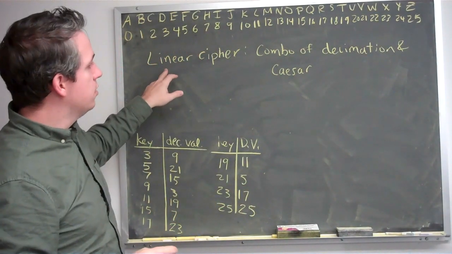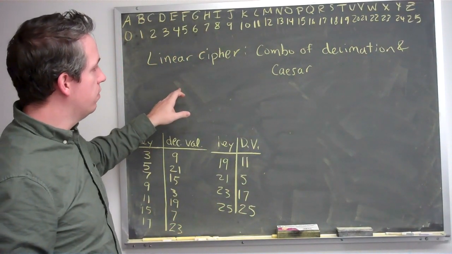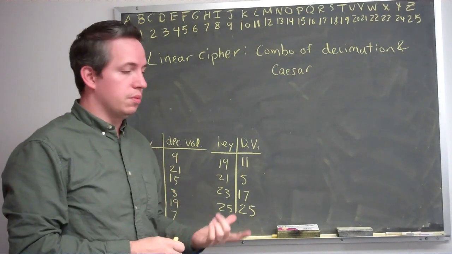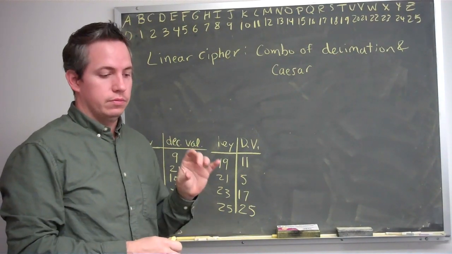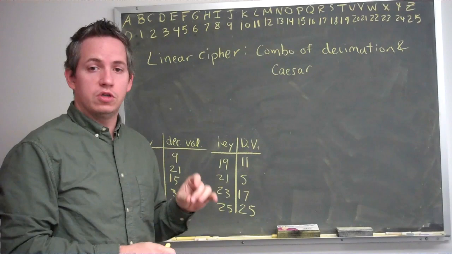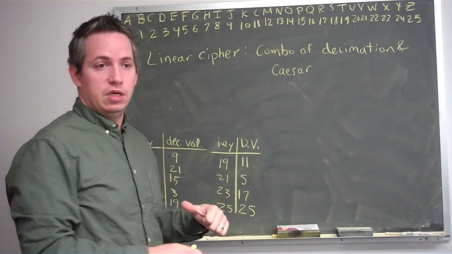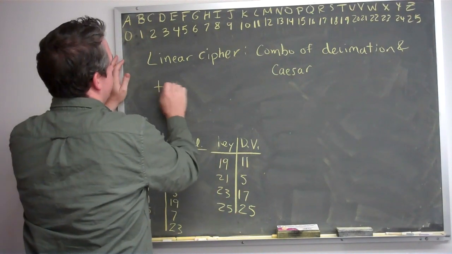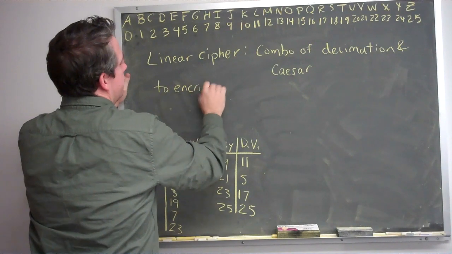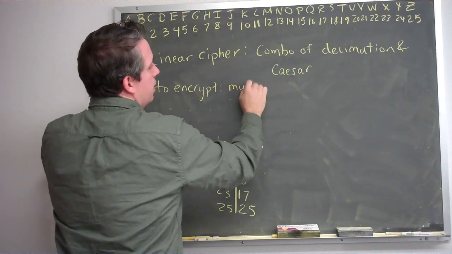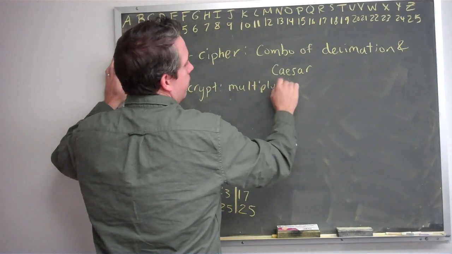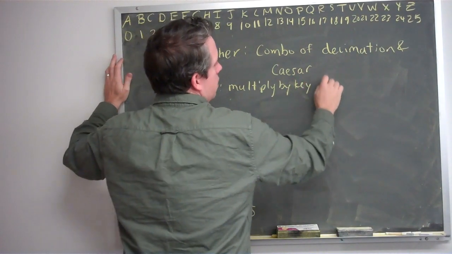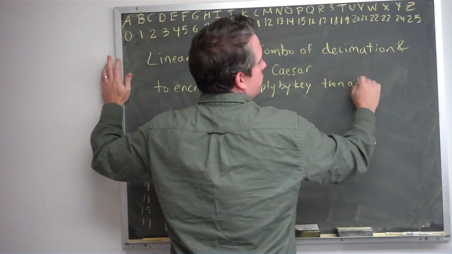Okay, so how does the linear cipher work? The linear cipher works by multiplying by the key and then adding the shift. So when you encrypt, multiply by key, then add shift.